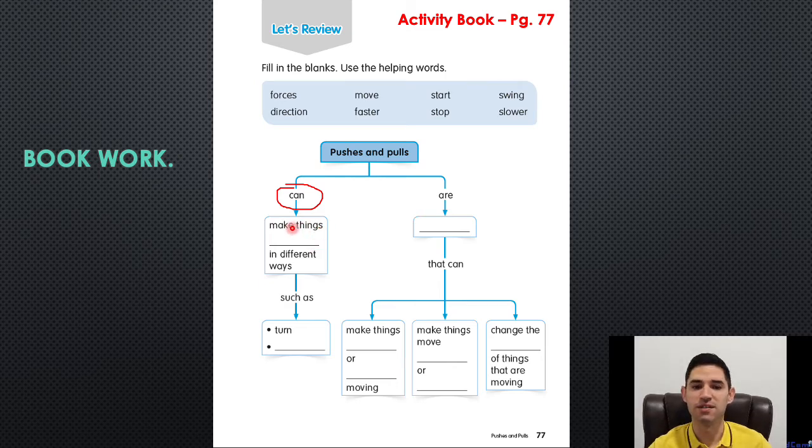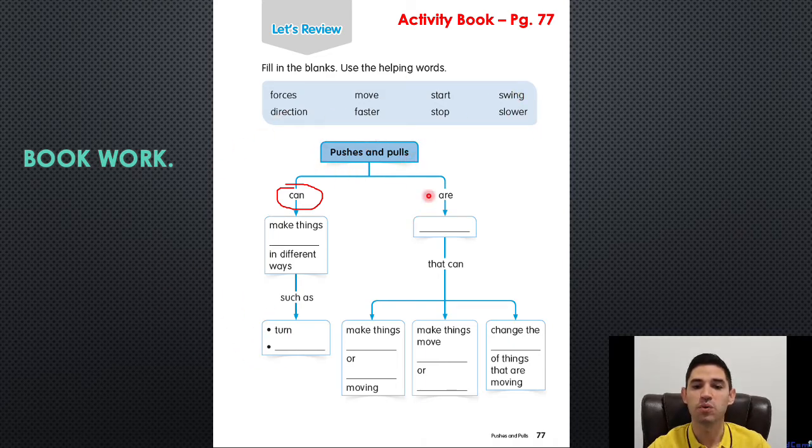I'll leave it up to you. And such as turn and... Remember one of the exercises we did where the students were playing in the playground. Somebody was turning one of the rides and somebody was doing something else on another ride that you can go back and forth, back and forth. Do you remember? So choose wisely and place it over here.